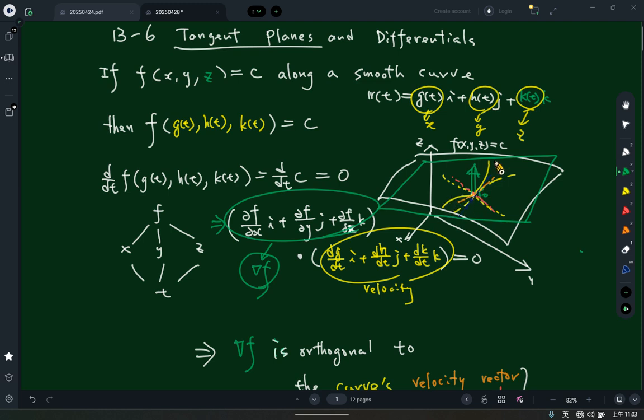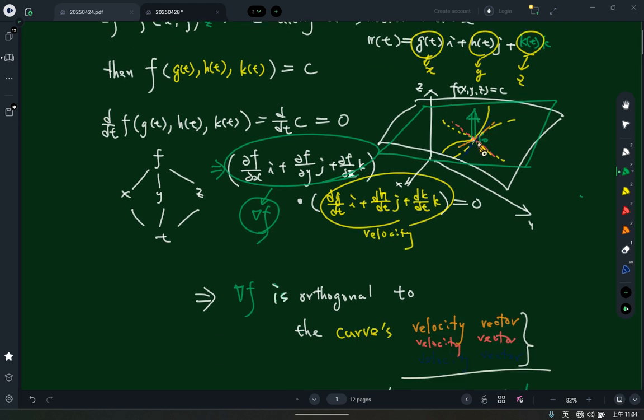One is the solid line, one is the dotted line, and one is the dashed line. Of course, many curves pass through P0. But through this discussion, we know that no matter what the curve is, the common thing is that once you get the gradient vector, their tangent line, their velocity vector, is orthogonal to the gradient vector, so that you can construct the tangent plane.